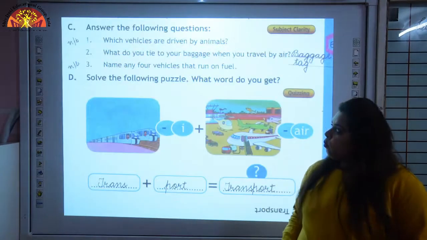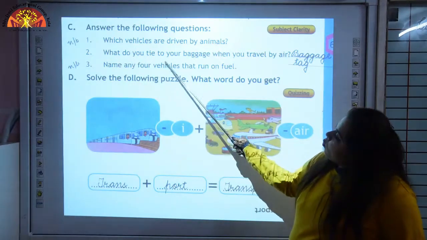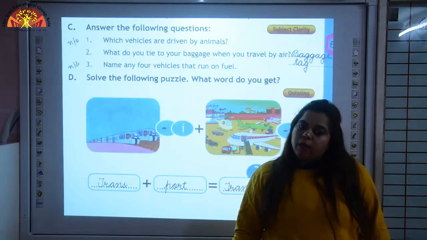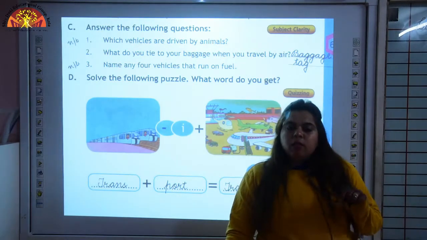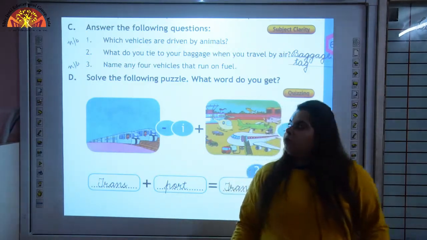Now let's move to the next question, children. Question C, second. What do you tie to your baggage when you travel by air? Children, when we travel by air, what do we tie on our bag, and what is it called? It is called baggage tag.